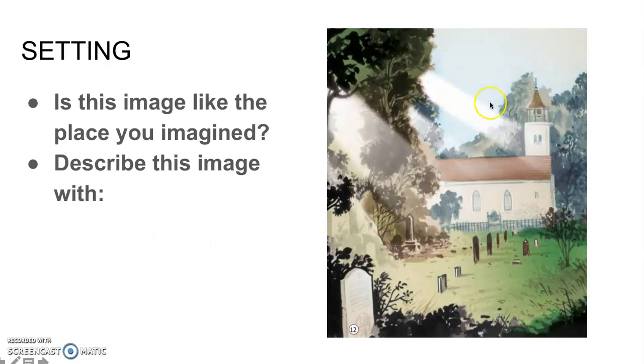So did this picture look like what you imagined? How would you describe this setting? We have a church, there's a bell tower. I noticed there are some gravestones, there's some shafts of light coming in. Think to yourself, what is this setting like?